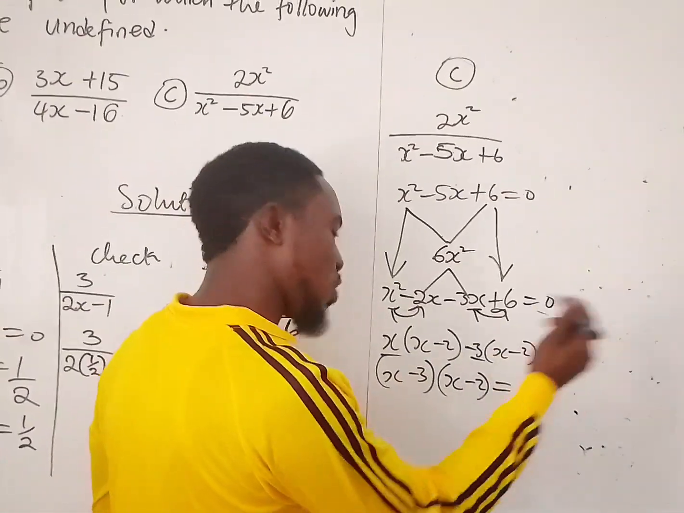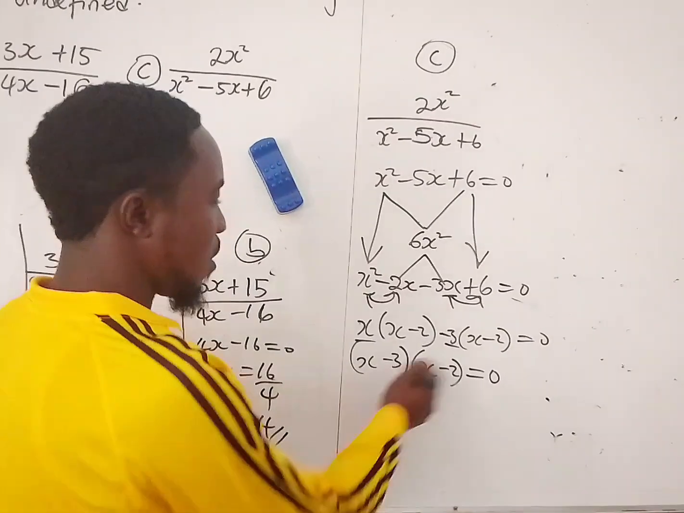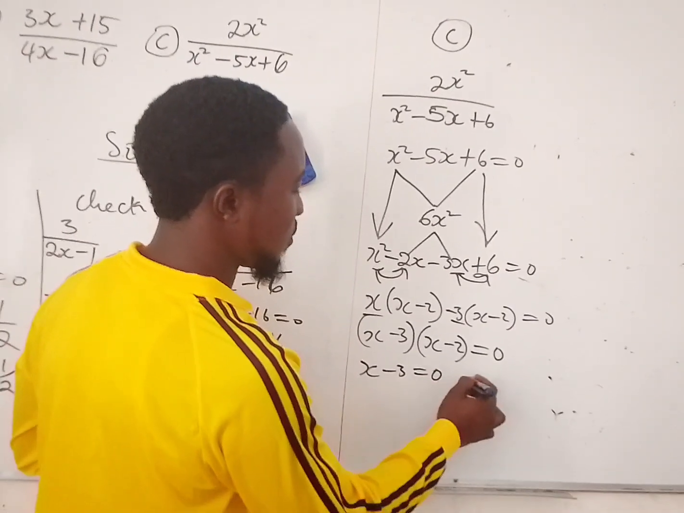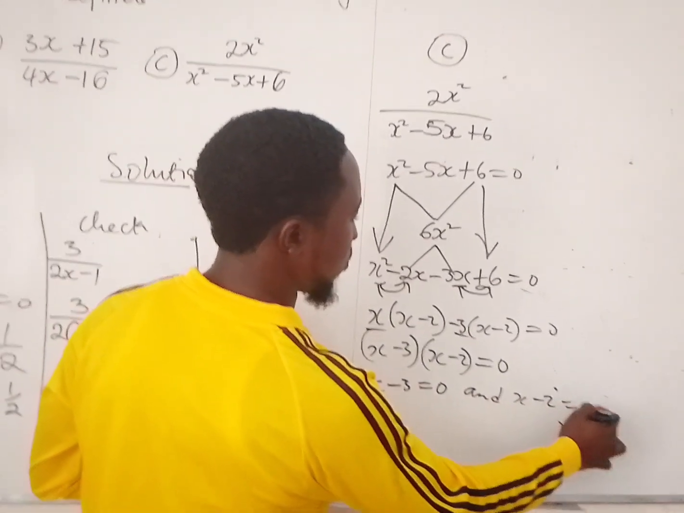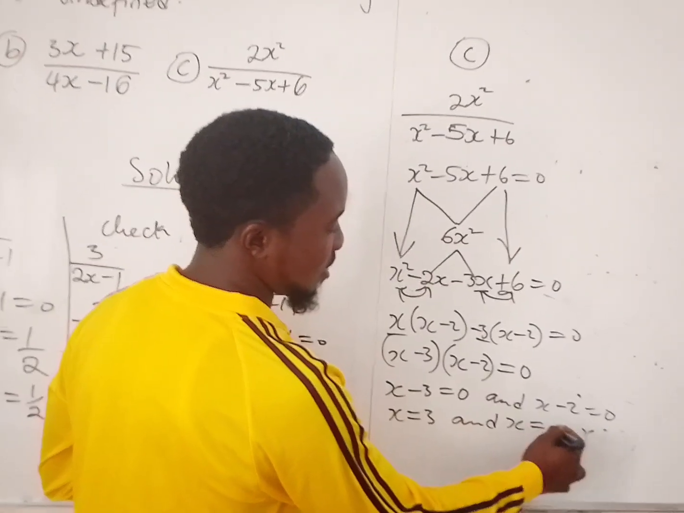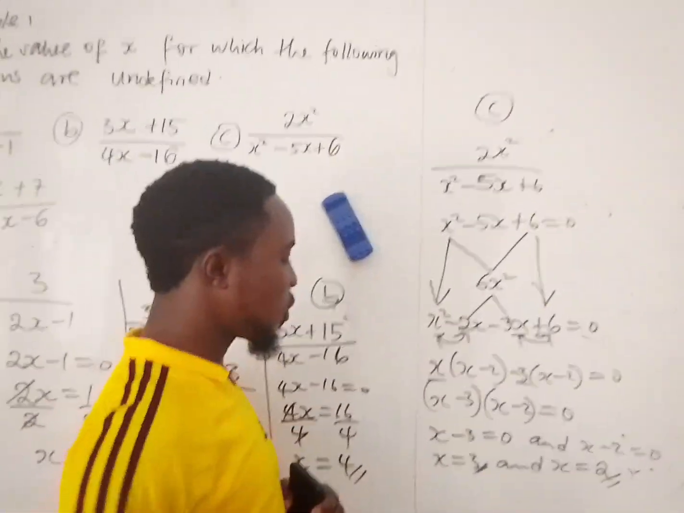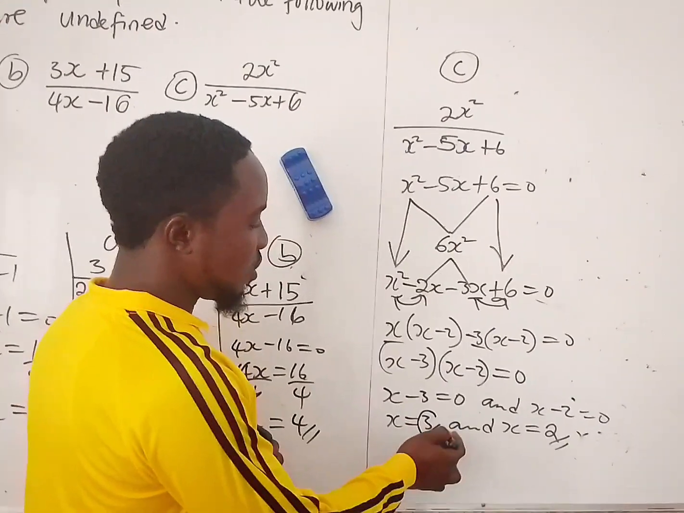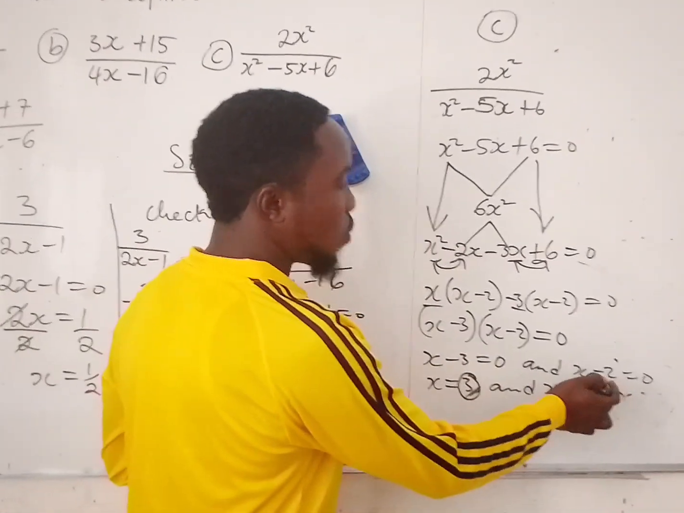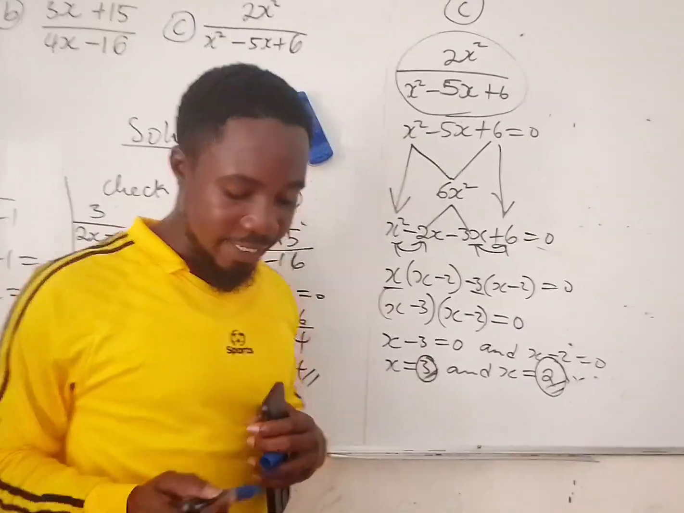From here, we equate just the way we solve our quadratic equations using the factorization method. We equate the individual brackets to 0. This is x minus 3 equal to 0 and x minus 2 equal to 0. Take this to the other side. This is x equal to 3 and what? x is equal to 2. Good. Now, this means that when we substitute x equal to 3 or x equal to 2 into this particular expression, it will make it an undefined expression.